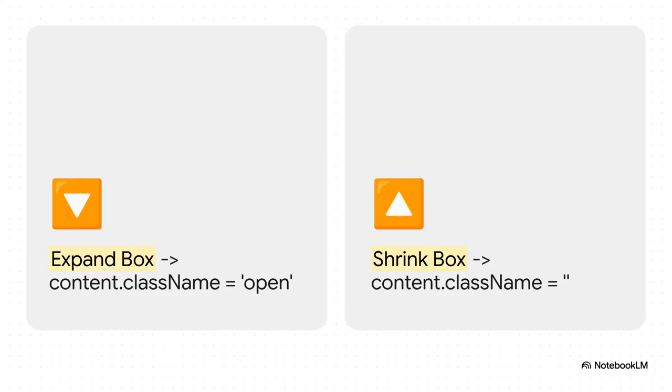To expand the box, our else statement simply updates the class. We write content.className equals open. Instantly, the CSS takes over and it smoothly transitions to a 1,000 pixel height limit. To shrink it, our if statement removes that class by setting content.className to an empty string. The element instantly loses those properties and snaps right back to 270 pixels, re-hiding the text. We're letting CSS do all the heavy lifting of the visual animation, while JavaScript just acts as the state switch. This is a brilliant example of separation of concerns in modern front-end development.